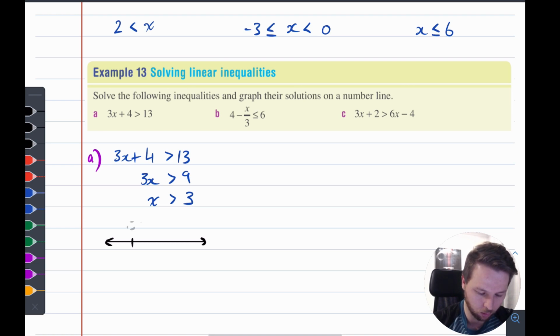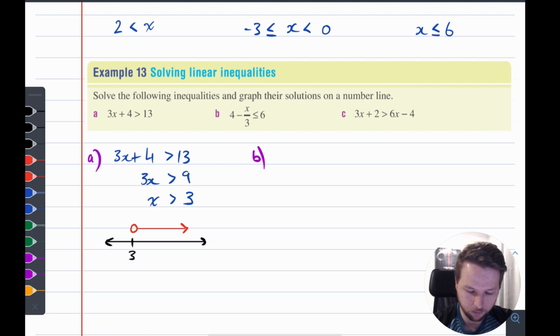Oops, I'm going to put it on the bottom. 3 here. Then I'm going to use red. Now it's an open circle because it's not equal to 3. And x is greater than, so I'm going to put a line that goes off that way and an arrow on the end. All done. Next one, b.